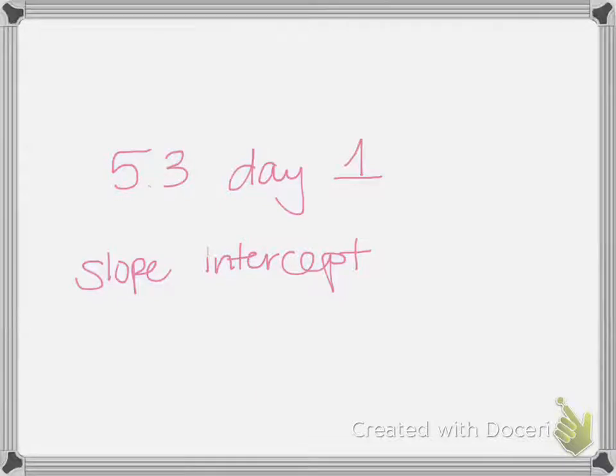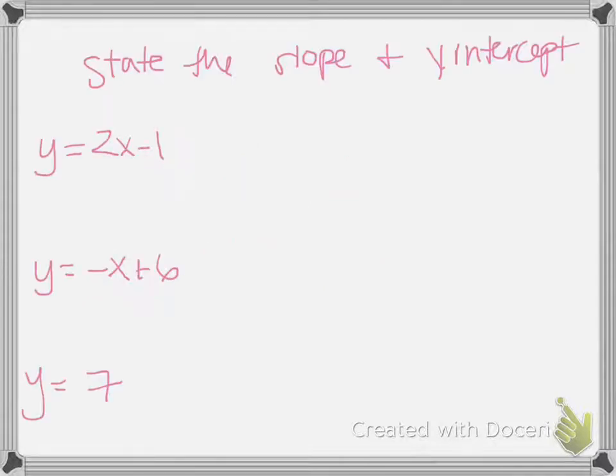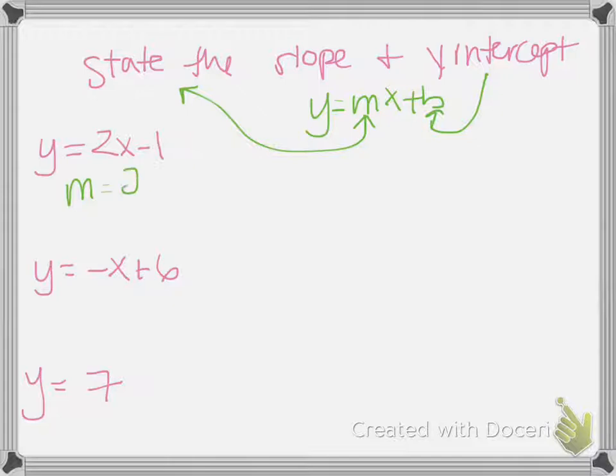So in this video we're going to be doing more slope-intercept. Okay, so we are stating the slope and the y-intercept. My slope-intercept equation is always y equals mx plus b. B is my y-intercept and m is my slope. Okay, so in this situation my slope is 2, my y-intercept is -1.